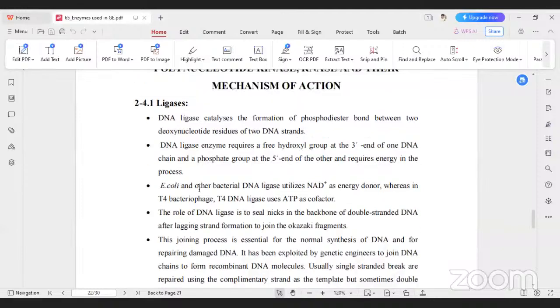So what is ligase first? Ligase, the name itself, ligase means attachment, the formation of a phosphodiester bond. It attaches the phosphodiester bond between the two deoxynucleotide residues in two strands. For example, our book gives it as not polymerases.